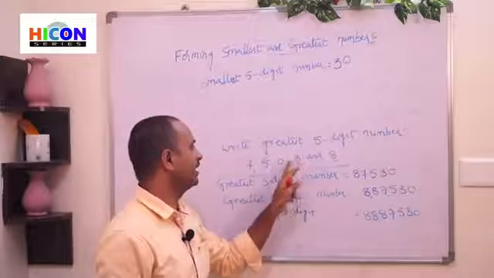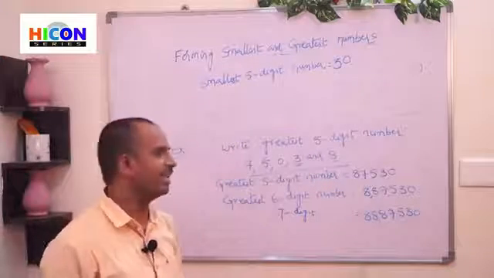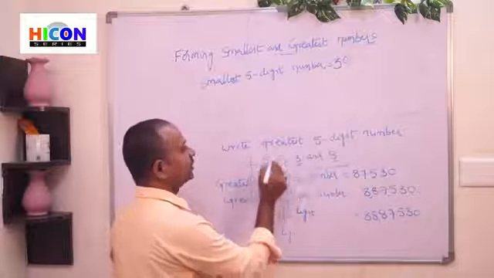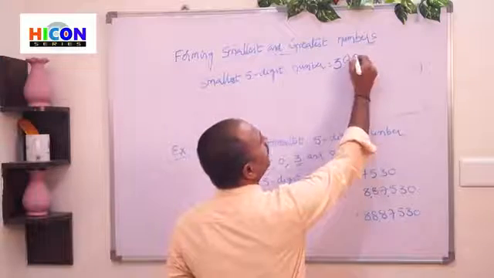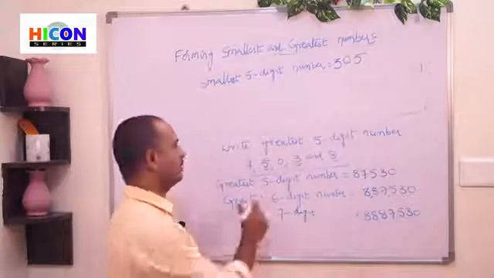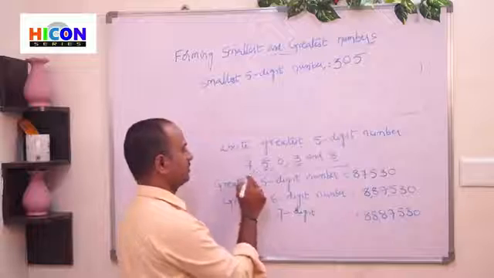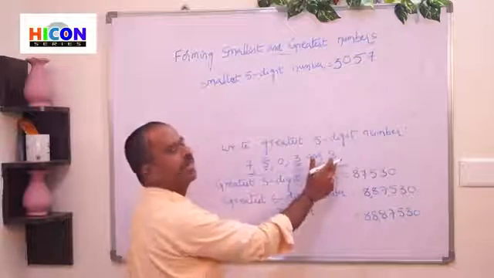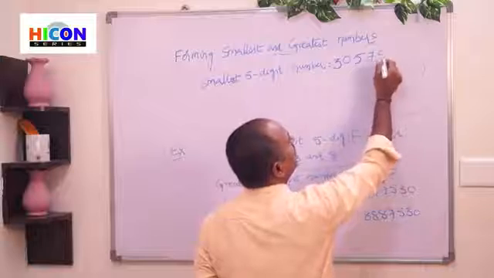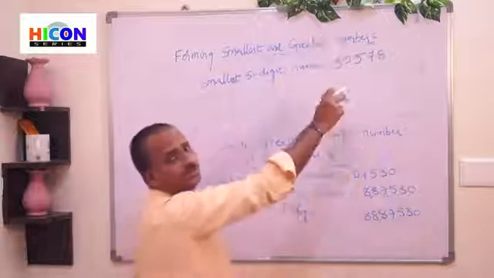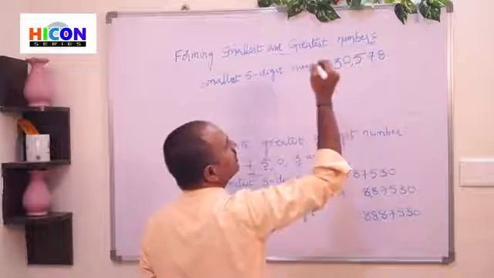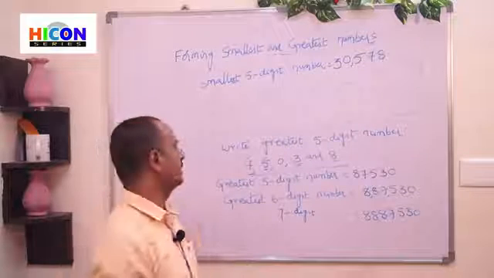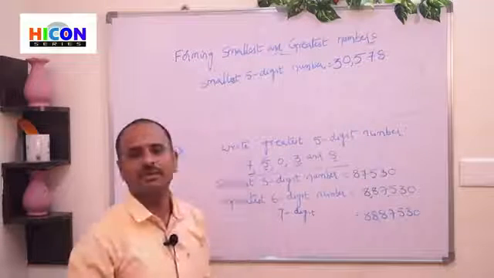And arrange the remaining 3 digits in ascending order as usual. After 3, which one is the smallest? 5 is the smallest, so write 5 here. And after 5, which is the smallest? 7 is the smallest, so write 7 here. The remaining digit is 8, so write 8 in the last. So this is the smallest 5-digit number, 30,578. In this way, we can write the smallest number.